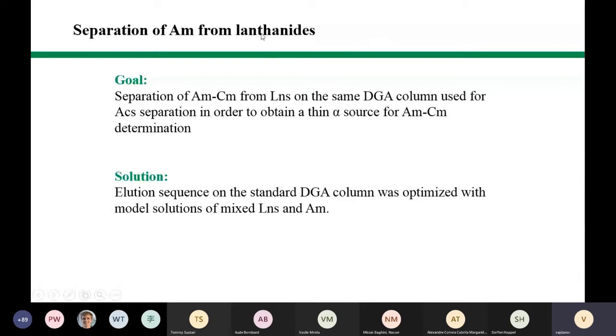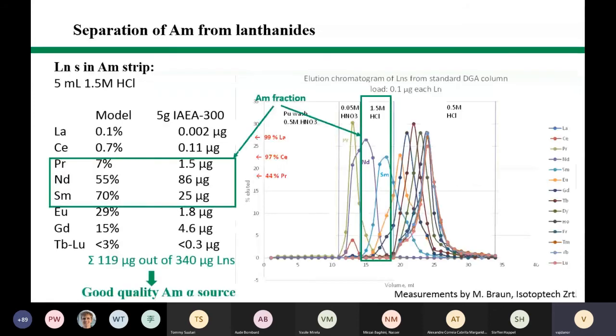Soil samples usually contain quite a lot of lanthanides, and lanthanides behave very similarly to americium, so finally they end up in the americium alpha source, usually making it sick. So our goal was to separate americium from lanthanides on the same DGA column used for actinides. And therefore we made a model and a test to optimize the elution conditions.